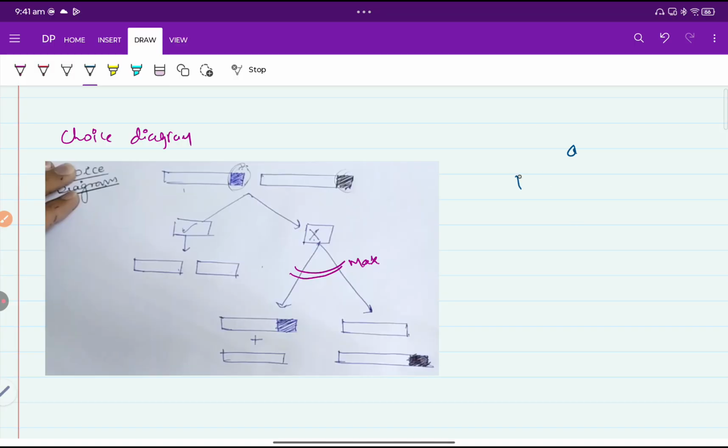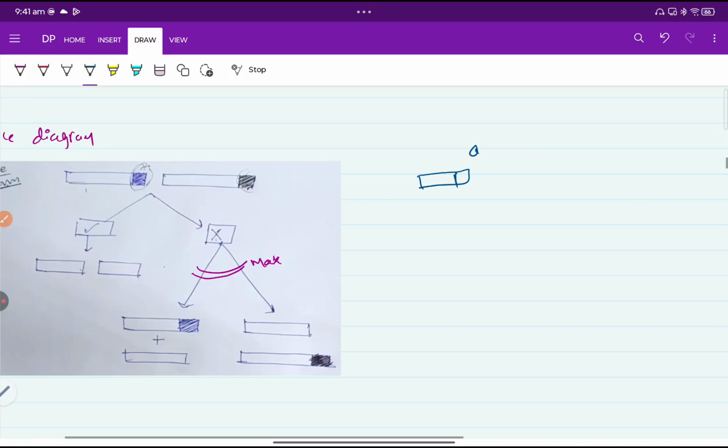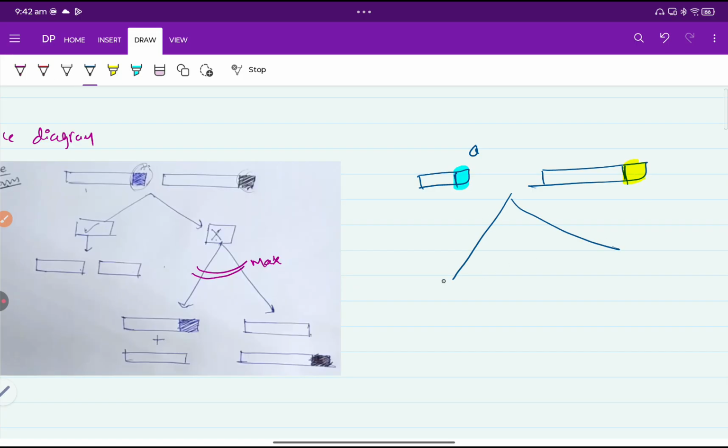Understand what the choice diagram is: there are two options, whether I include it or exclude it. If they match, blue or yellow match, then I will call for the remaining part of the string. This is one and this is the other.